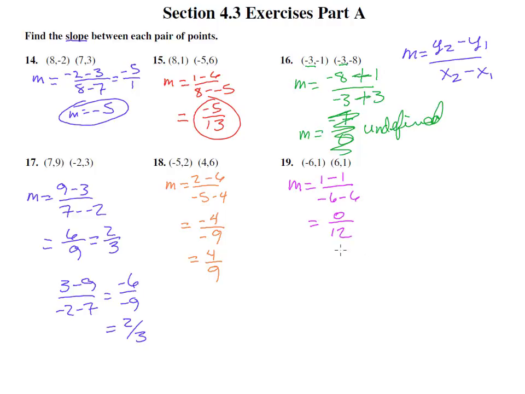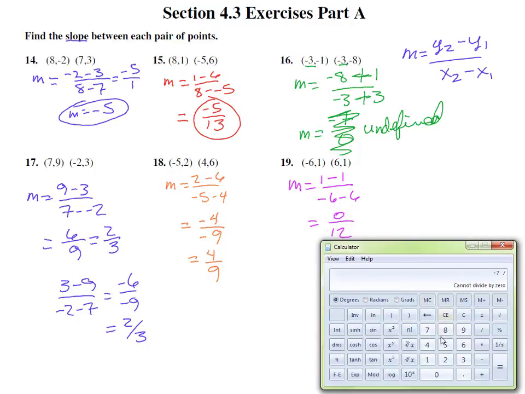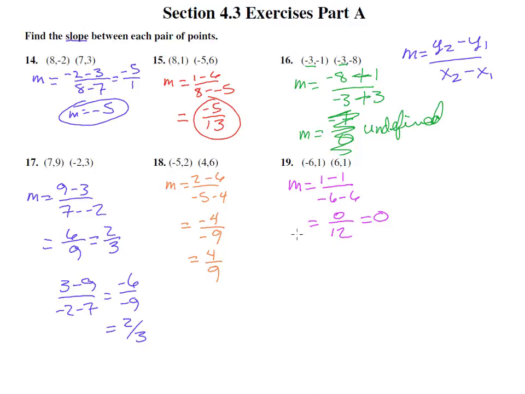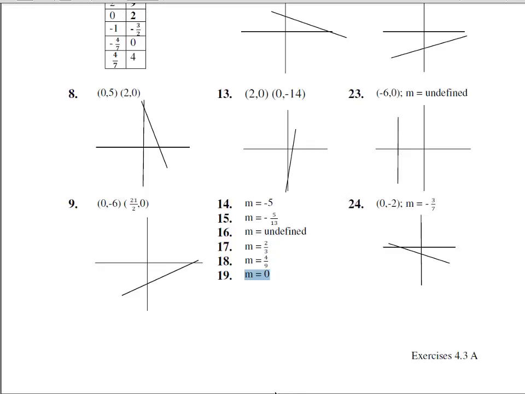And if you've forgotten if this indicates 0 or undefined, you can plug that in your calculator. 0 divided by negative 12 equals, and it just computes 0 just fine. So it's a slope of 0, which is a horizontal line. Let's check that answer. Slope of 0. Good.